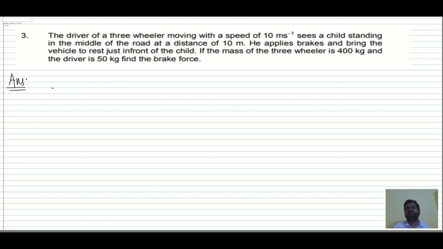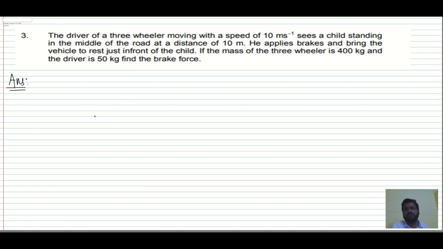Next question. This is the third question. The driver of a three-wheeler moving with a speed of 10 meter per second sees a child standing in the middle of a road at a distance of 10 meter. He applies brakes and brings the vehicle to rest just in front of the child. If the mass of the three-wheeler is 400 kg and the driver is 50 kg, find the brake force.